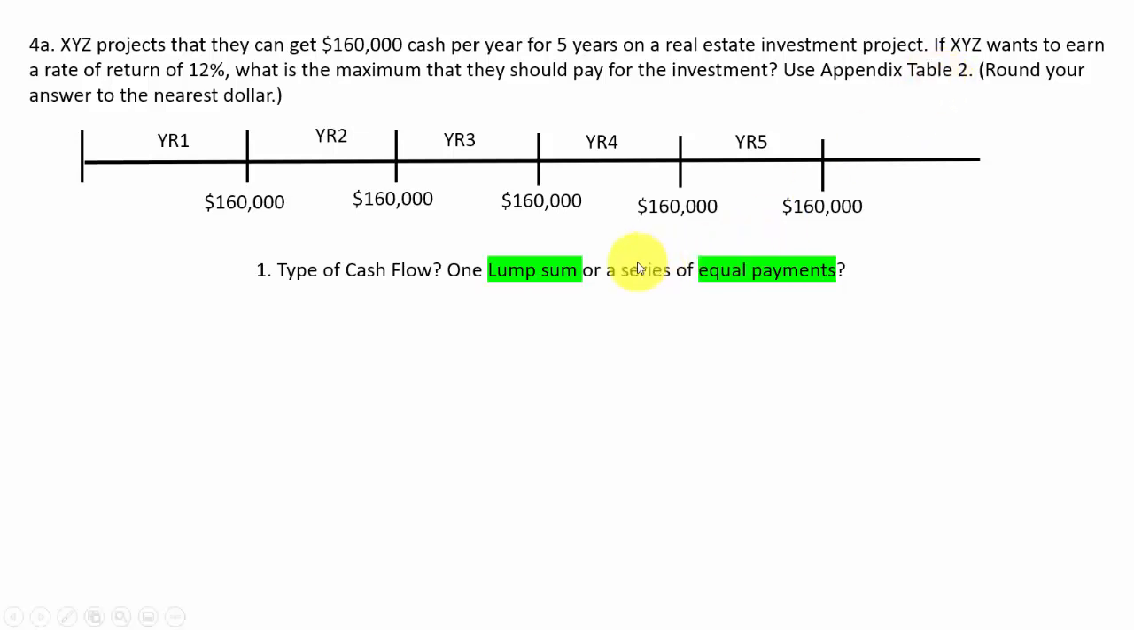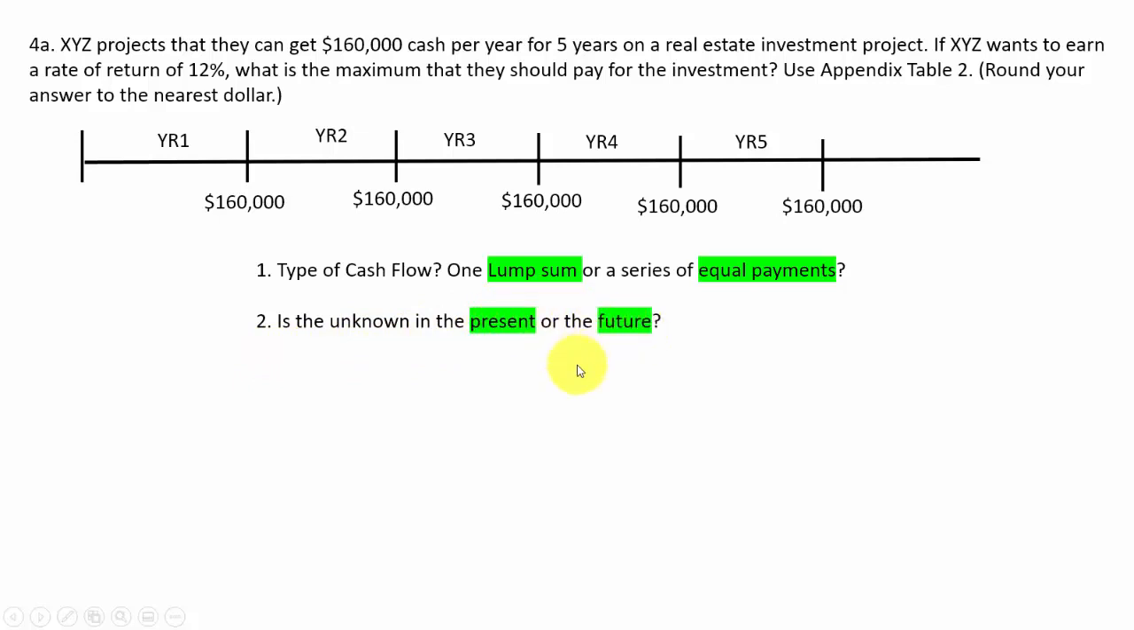First of all, you have to ask, what type of cash flow is involved here? Are we dealing with a lump sum situation, or a series of equal payments? You can see on this little timeline that we're dealing with 5 equal payments, which means we are looking at some type of annuity situation, not a lump sum. The next thing you want to ask is whether the unknown that we're trying to find in the formula is in the present or in the future.